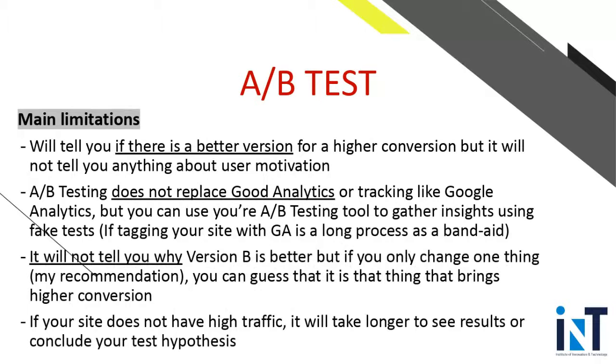So the limitation for A/B testing. It will tell you if there's a better version for a higher conversion, but it will not tell you anything about user motivation. Can I get some water? And so that is one of the limitations, but you can find user motivation through other things.